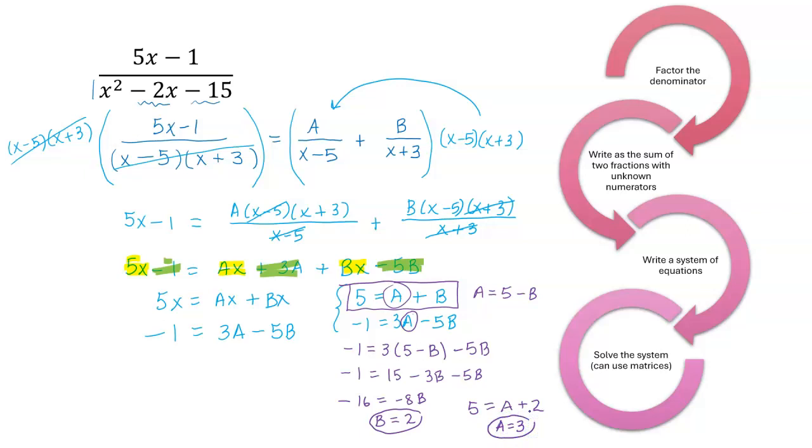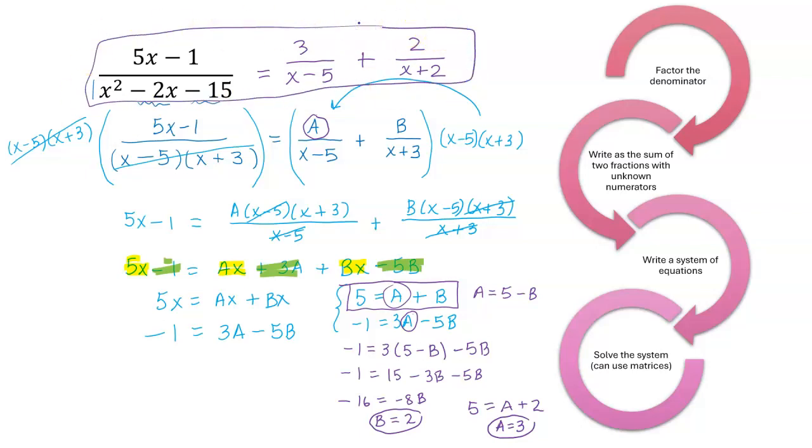Just want to remind you about what this means. This means that we have now decomposed this rational expression into two different fractions. The first fraction is going to be 3 over x minus 5, and the second fraction is going to be 2 over x plus 3. I've written it as a rational expression with reduced denominators. The denominators are reduced down to their factors. And I know that these two things are equal because I know that with those two values for a and b, I get 5x minus 1 in the numerator.